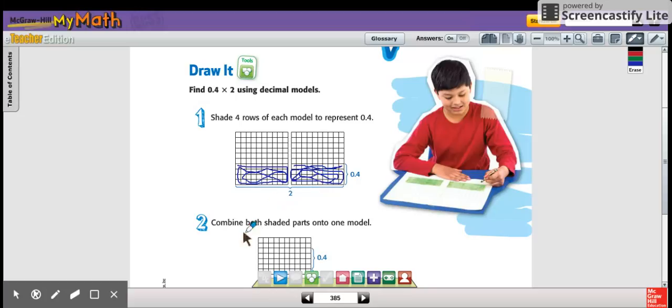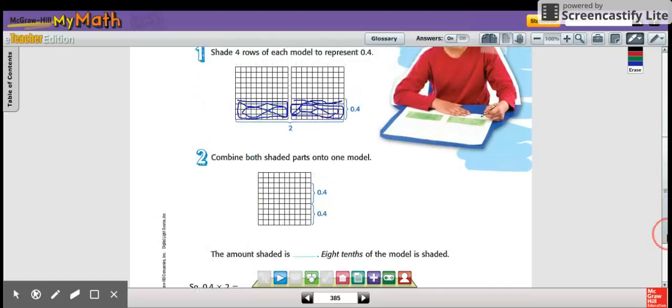Now we're going to combine both shaded parts into one model. We're going to shade in 4/10 from the left model above. There's our 4/10 from the model up here. And then we're going to shade in 4/10 from the model on the right, or this one here.